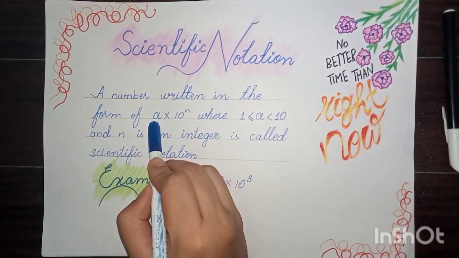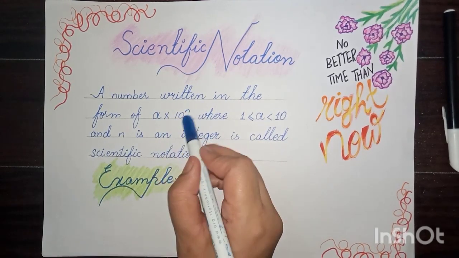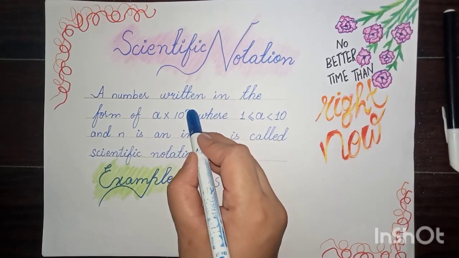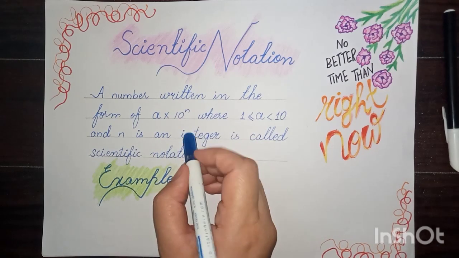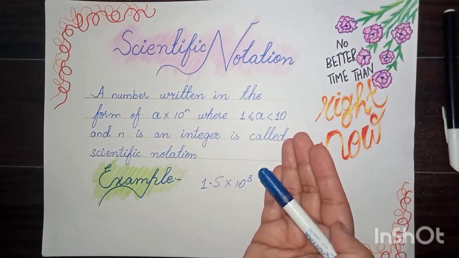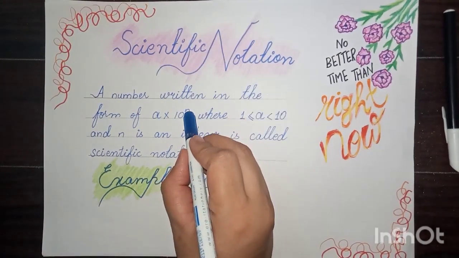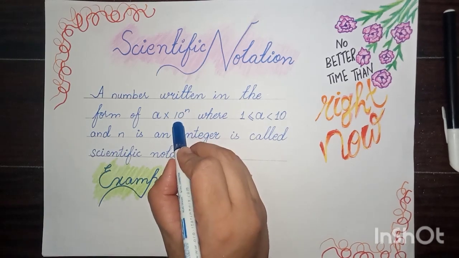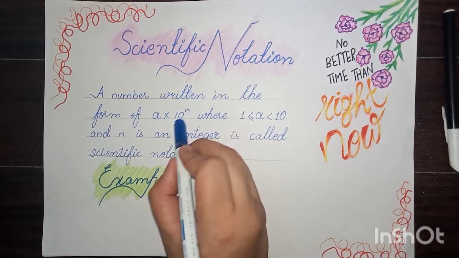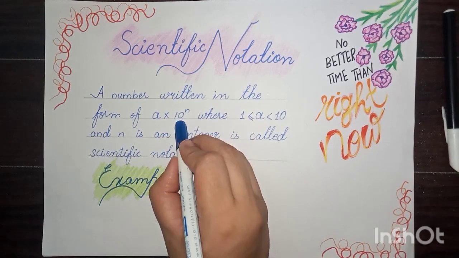So a is any constant number and 10 raised to power n, where n is any integer. This n can be a positive number or a negative number, but this number always contains 10 raised to a power. Whether it is positive or negative, it strictly contains the base 10.